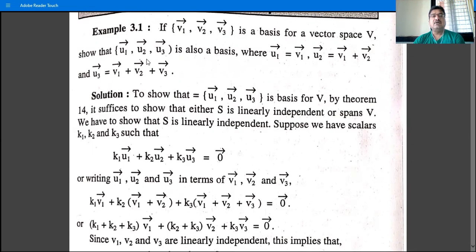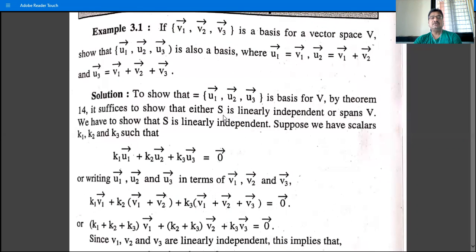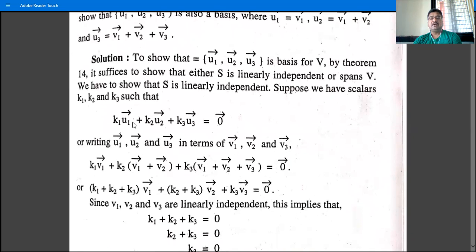And so in order to show this set is a basis, we have to show just one condition out of the two conditions, that is, either show this set is linearly independent or show this set spans the vector space V. So we will show this set is linearly independent. So let K1, K2, K3 be scalars such that K1 U1 plus K2 U2 plus K3 U3 is equal to 0.